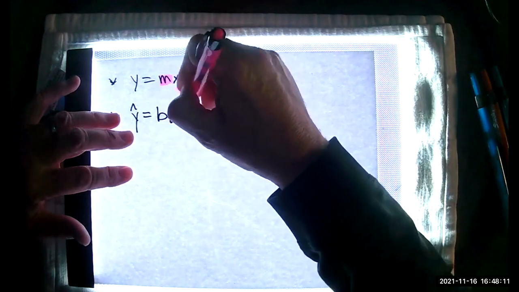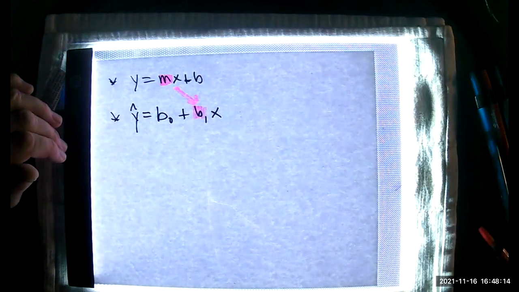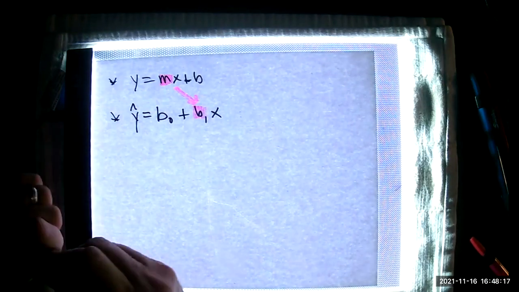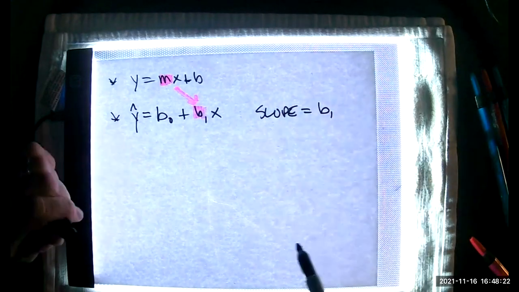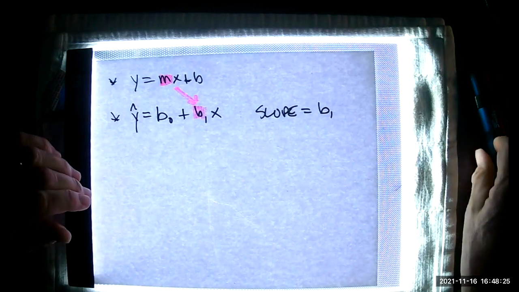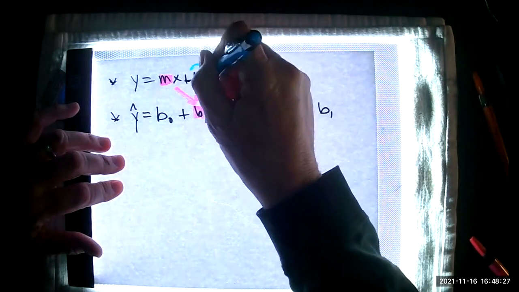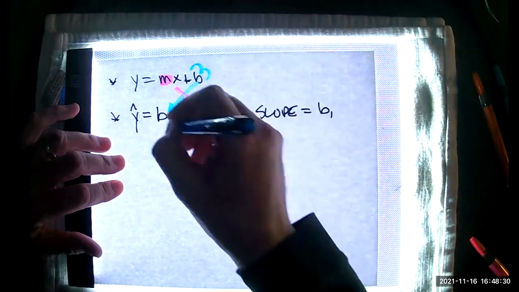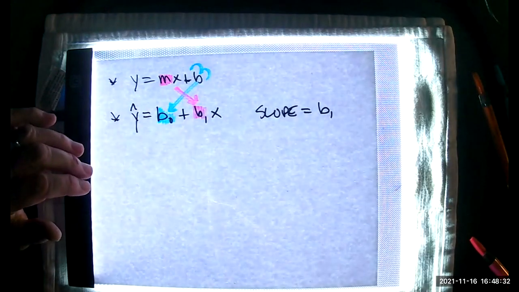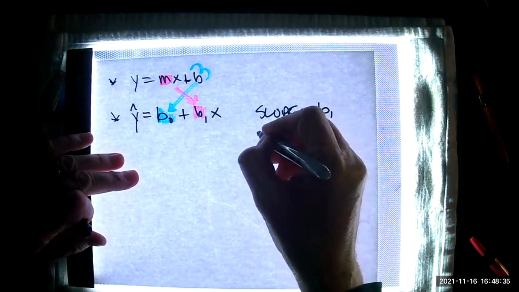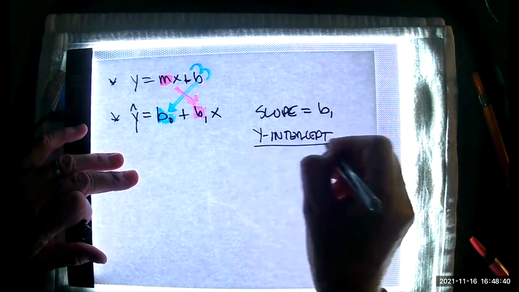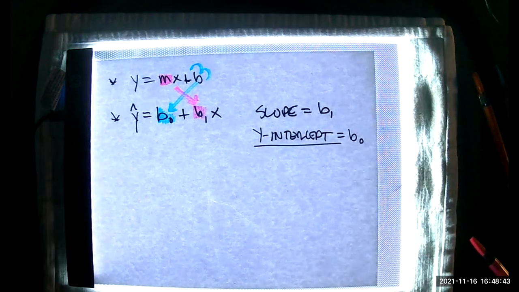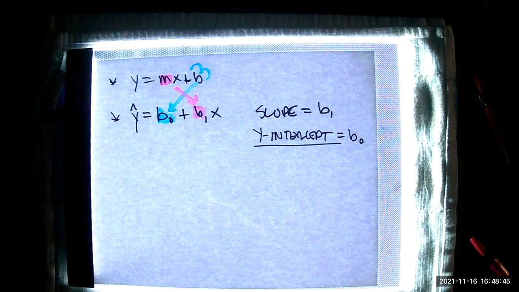The term with the slope is now the second term. So we'll have our slope equal to b sub 1. The y-intercept, on the other hand, is usually listed first with a little b sub 0. So the y-intercept is b sub 0. That is something to keep in mind.